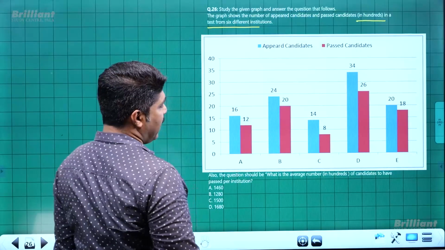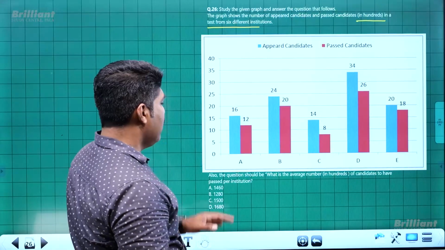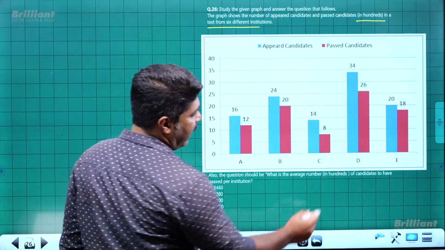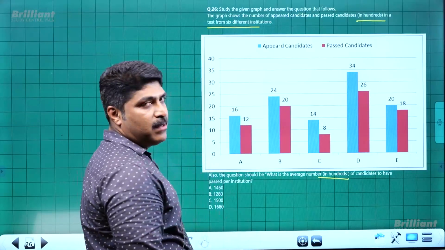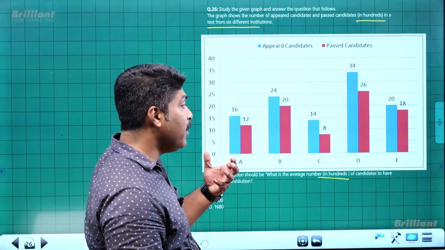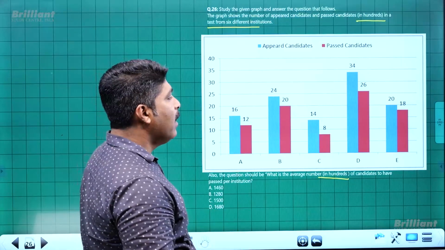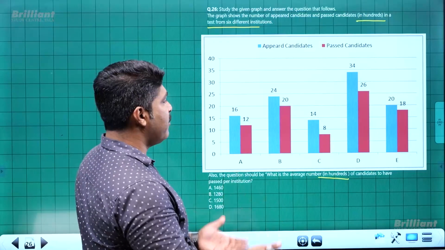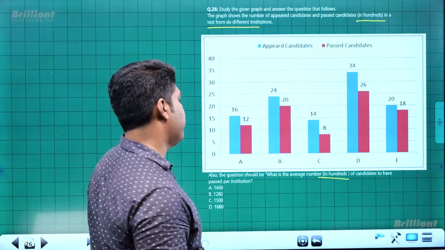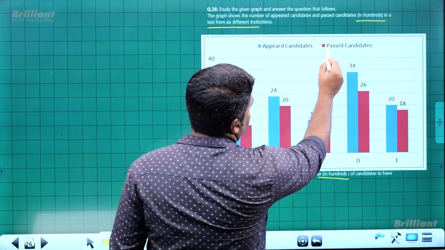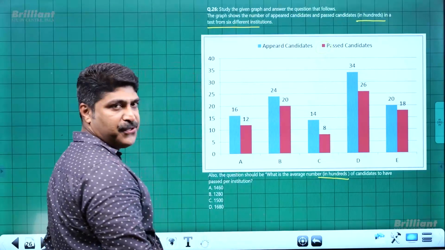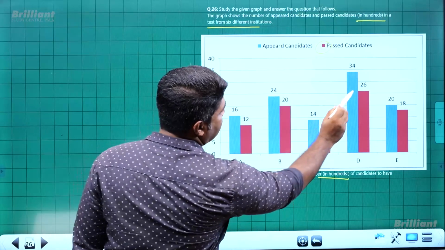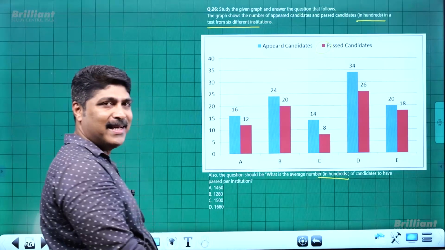Here we have to catch what our question is. The question is, what is the average number in hundreds? That's an important point because there is a unit. Of candidates who have passed per institution. So the passed number we have to consider, and its average we are going to find out. Passed here is denoted by these red bars. Here it's 1200, 2000, 800, 2600, 1800, like that.